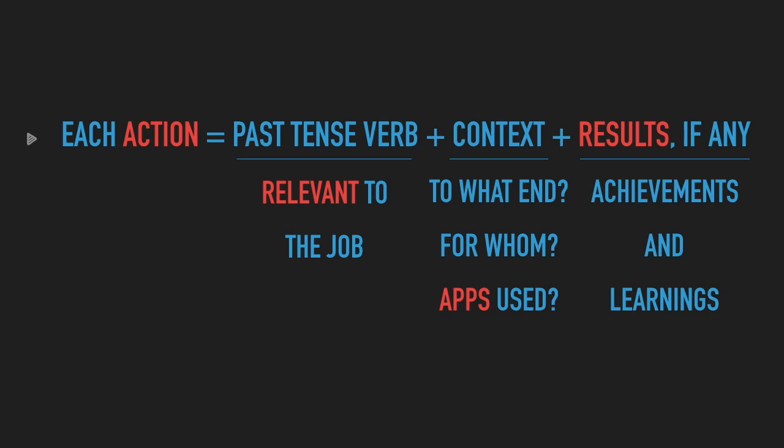And that's it really. That's the magic equation that helps you to describe absolutely anything in your CV in terms of actions. And once again, it is action equals a relevant past tense verb plus context plus results, if any. And like I've already said, you can use this magic equation to not just describe the actions you've taken as part of your work experience, but also when describing your interests, your extracurricular activities, and your skills.